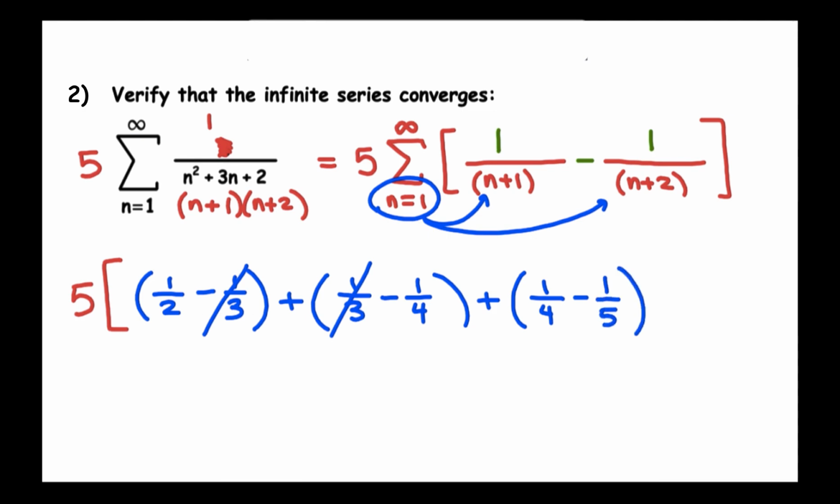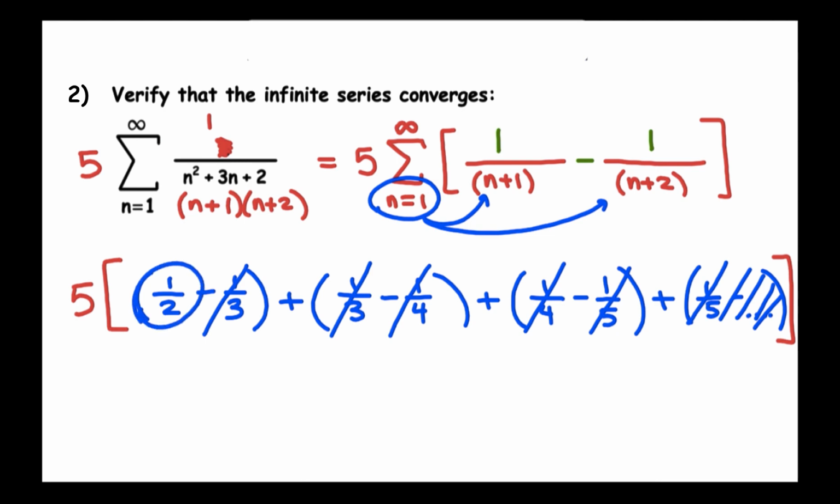And that'll continue on forever. 1/5 minus 1/6, and so on and so forth. And the canceling continues to happen forever. All that's left is just this 1/2, and of course the 5 that I initially factored out. And so this is going to converge to 5/2.